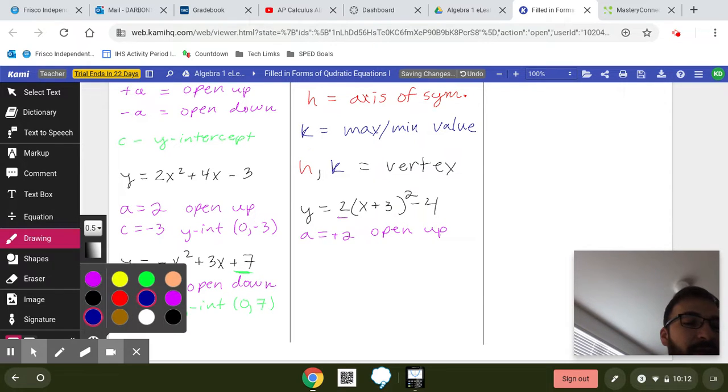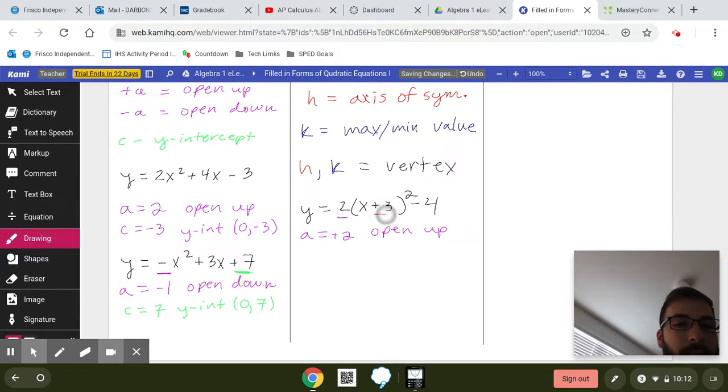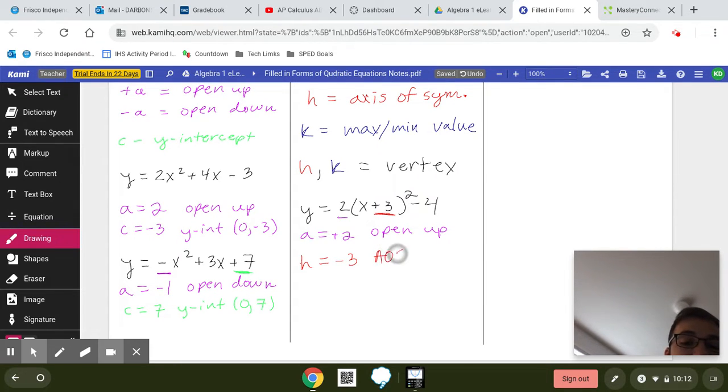Our h value here is negative 3. So notice, just like I said earlier, that I'm switching that sign of what's inside. So h is equal to negative 3. So our axis of symmetry is x is equal to negative 3. Then our k value down here at the end is negative 4. So k equals negative 4.